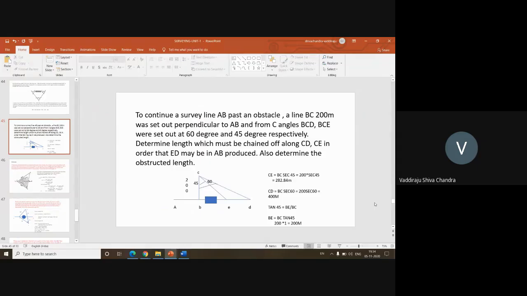So you'll be getting problems like this, and you need to draw the diagrams correctly, and then you need to calculate the required parameters asked in the question. Okay, so please tell me your attendance.